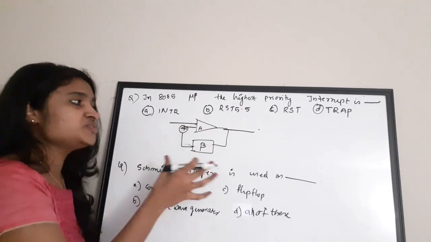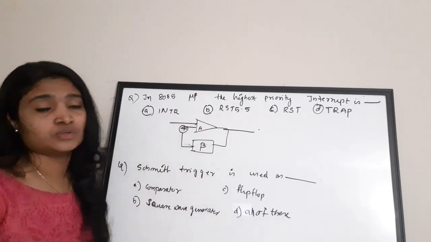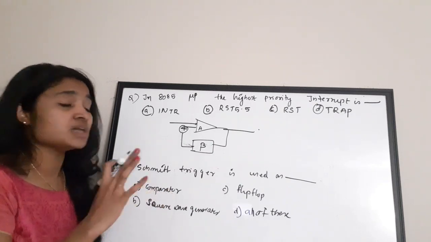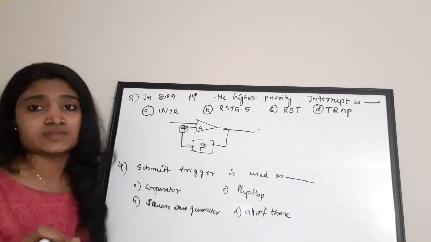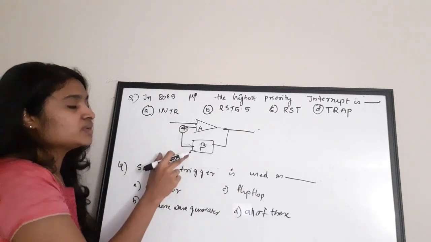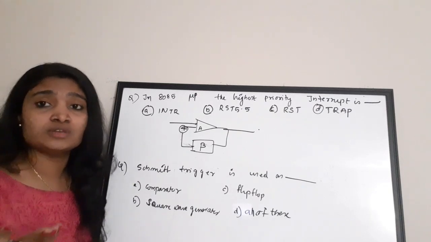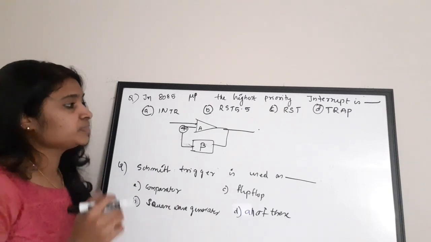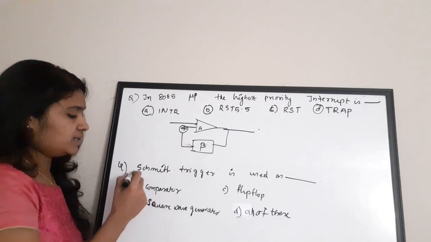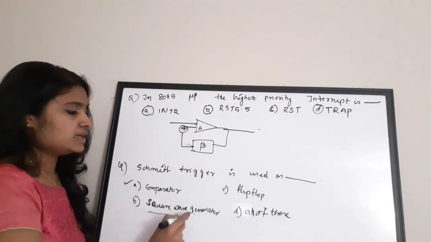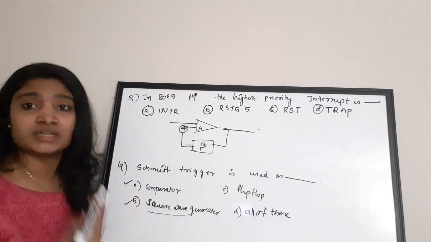So this Schmitt trigger is actually a comparator circuit. And we know that mostly if comparators are used, the output will be square waves, right? So the Schmitt trigger is a comparator and the output will be a square wave. So it can be used as a square wave generator. So option A can be used. It is a comparator only with a positive feedback, and it is also a square wave generator.